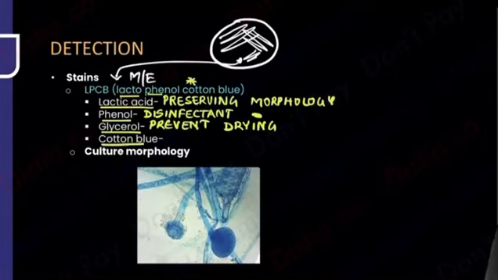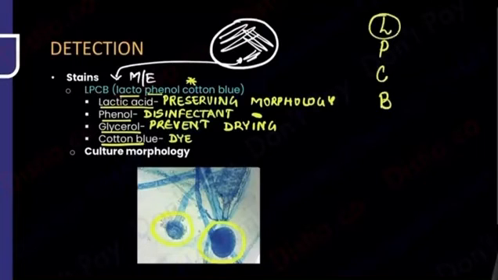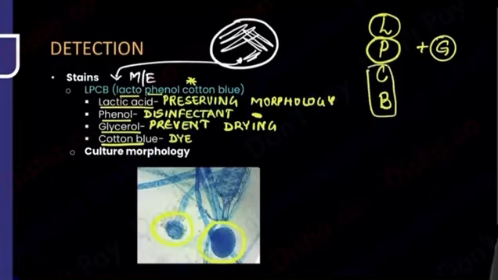And finally, you have cotton blue. What is cotton blue? Cotton blue is the dye. Cotton blue is the one that is actually going to add the color to it, the blue color, and you can see that under the microscope. Finally, the color that you've got is a blue color. So let's repeat. When I say lactophenol cotton blue, lacto is for preserving morphology, phenol is a disinfectant, we studied it. Glycerol is another thing that we have, which is going to give all the water and prevent the drying, and cotton blue will give the color.